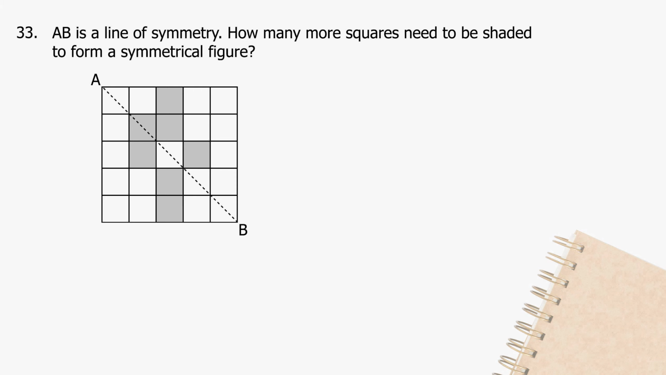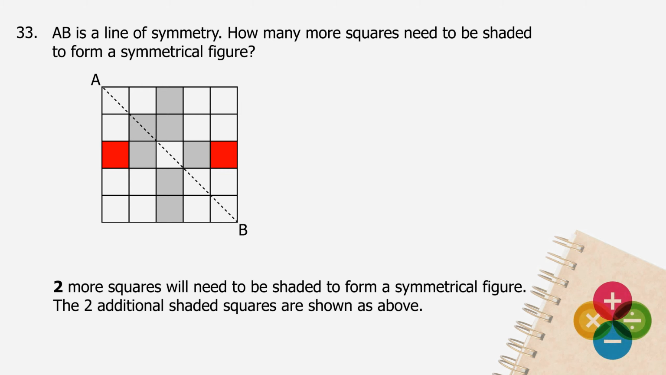Question 33. AB is a line of symmetry. How many more squares need to be shaded to form a symmetrical figure? Two more squares will need to be shaded to form a symmetrical figure. The two additional shaded squares are shown as above.